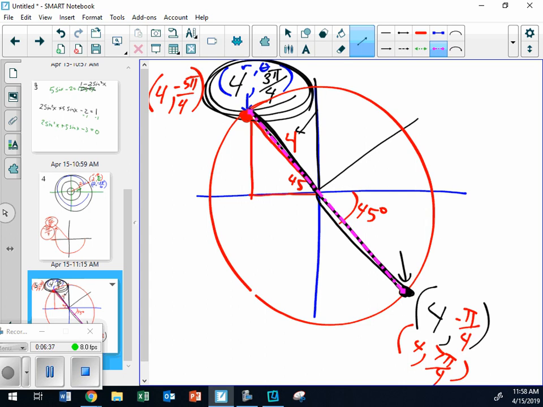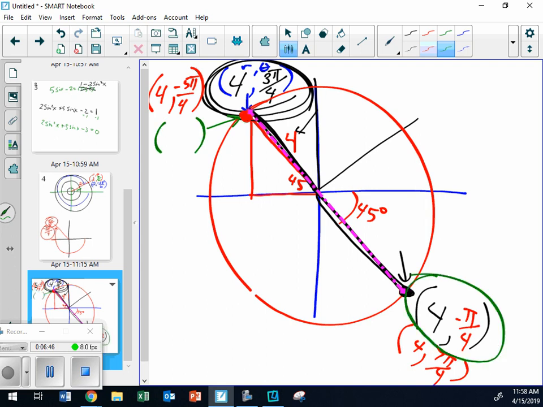Then we could say this point could be thought of as the reflection of that point, or that point. I'm going to pick this one because they start out both positive, just to make my life a little simpler. I'm going to start with this one and put it over here and say that it's -4 comma 7 pi over 4. So you just put a negative on the r and it reflects it across the other side of the circle.